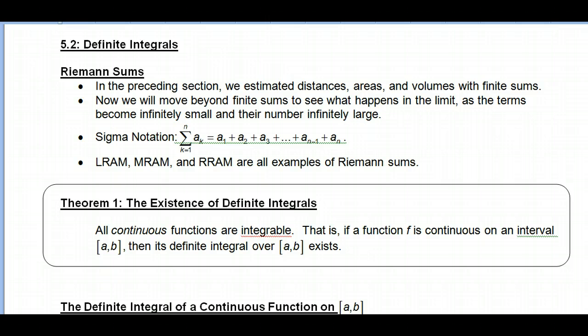So definite integrals. We've done approximations of definite integrals so far. The Riemann sums that we did with the rectangles, the left rectangle, the right, and the midpoint, those were Riemann sums. Those were the approximate area under the graph. So all of these are examples of Riemann sums. And then additionally, we did the trapezoidal rule.